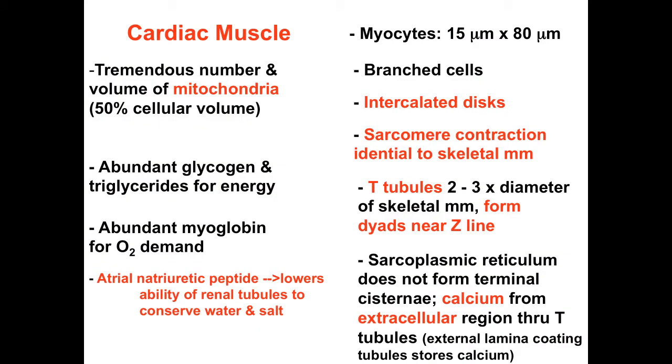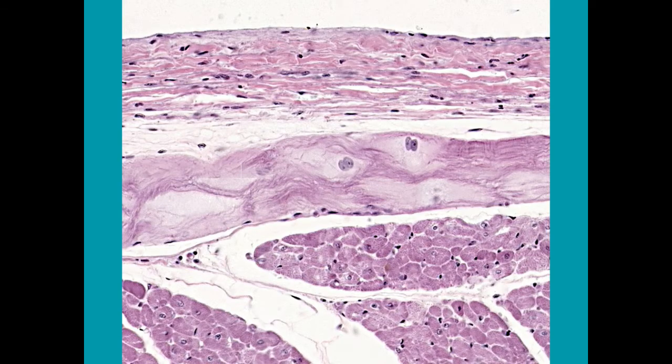What I've shown in red would be the contrast points between cardiac muscle and skeletal muscle. So you can focus on these as you consolidate your studying between cardiac muscle and skeletal muscle. Focus on the red statements to look at the differences between cardiac and skeletal muscle.